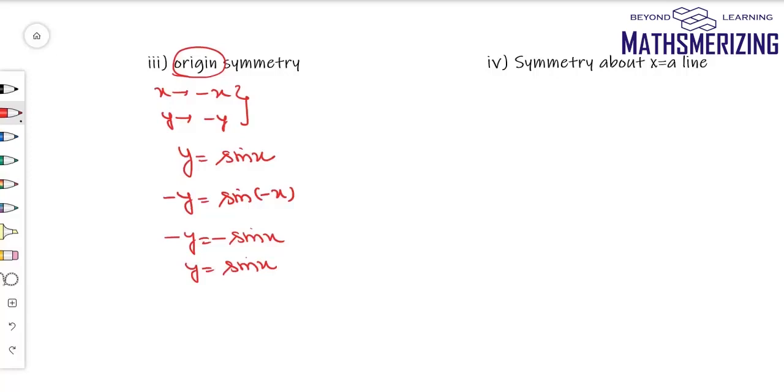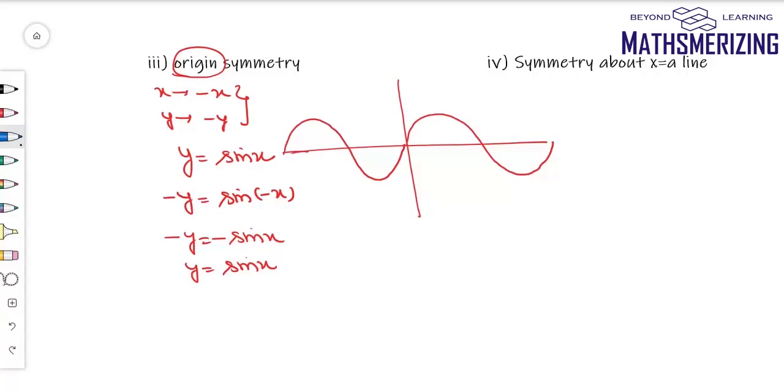So that is, the graph of sine x has origin symmetry. That means it is symmetric in opposite quadrants. That's the graph of sine x. So it is symmetric in opposite quadrants, and it does have an origin symmetry.